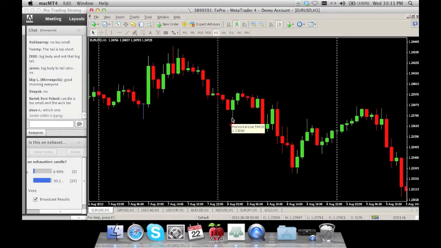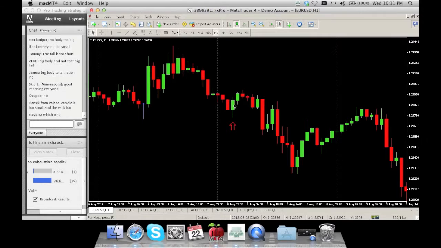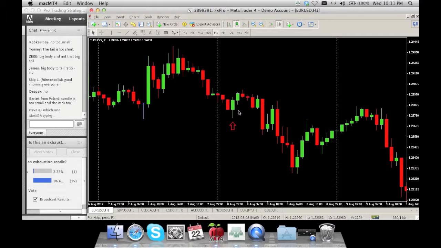James, yeah. Now, take a look at that tail. The tail's not that big, and the body is huge. Even though it worked out, it doesn't mean anything. Okay, stick to the strictness of an exhaustion candle.